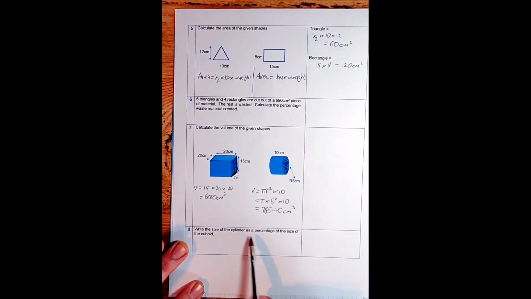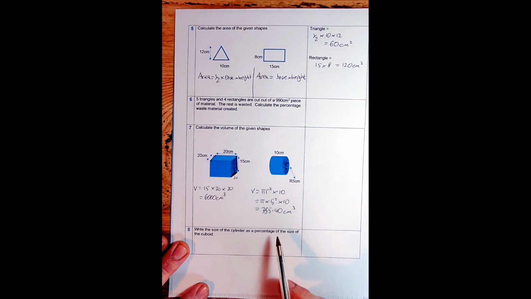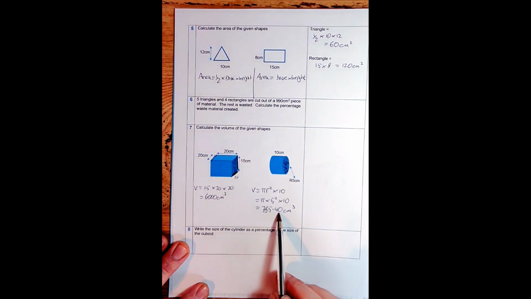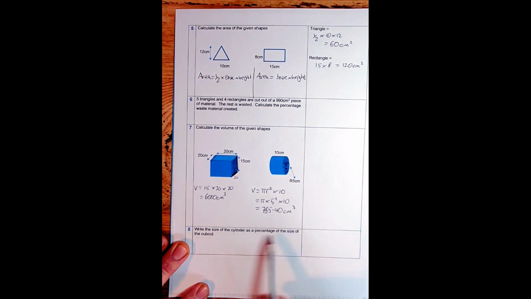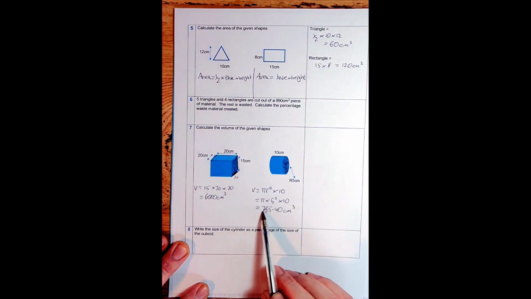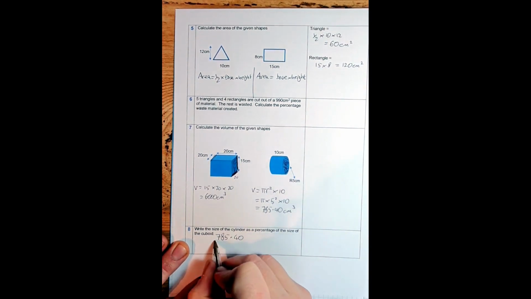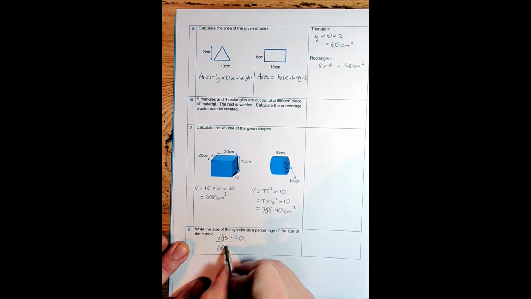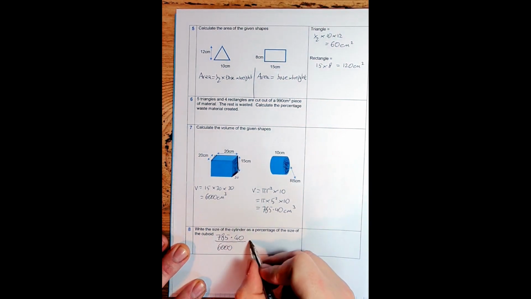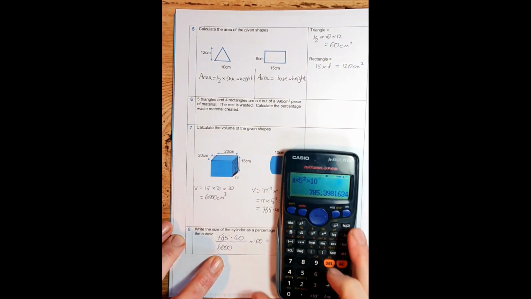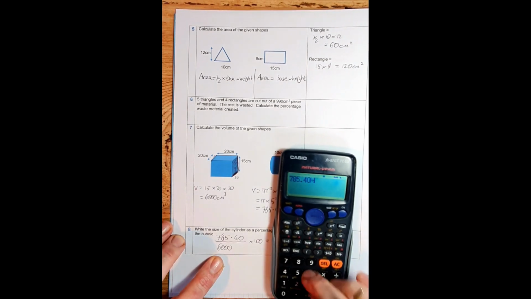Write the size of the cylinder as a percentage of the size of the cuboid. So percentage of means out of. So the size of the cylinder, I think it means the volume of the cylinder and the volume of the cuboid. We'll assume it does. The volume of the cylinder out of the volume of the cuboid: 785.40 out of 6,000, and then we times by 100 to turn it into a percentage because it's out of 100%. So 785.40 out of 6,000 times by 100, and let's give it as a decimal, 13.09%.